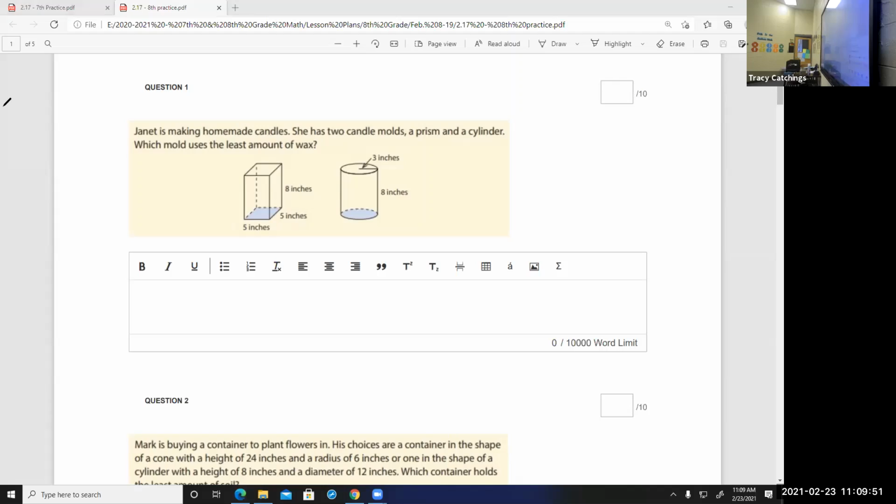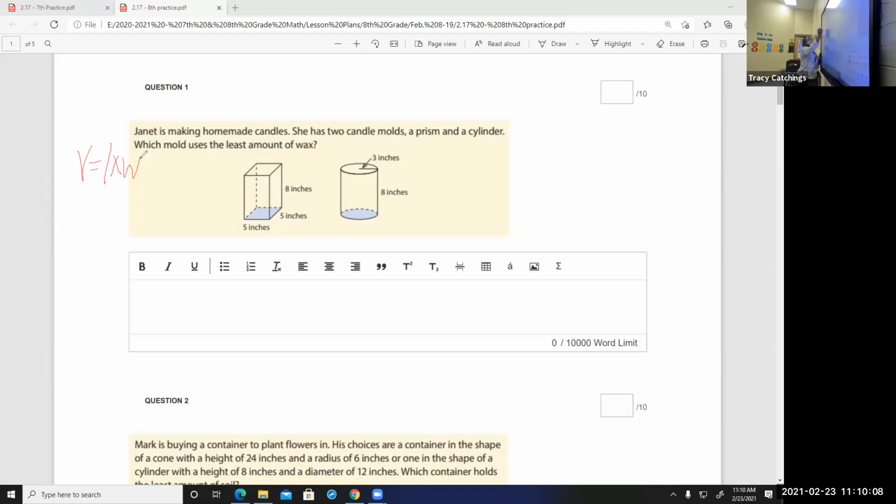All right, it reads, Janet is making homemade candles. She has 2 candle molds, a prism and a cylinder. Which mold uses the least amount of wax? All right, so before we can determine, we need to find the volume of each. The first is the rectangular prism. How do you find that volume?